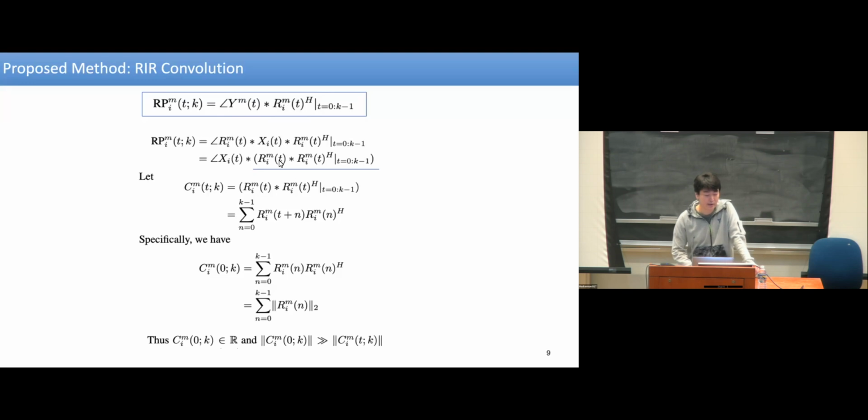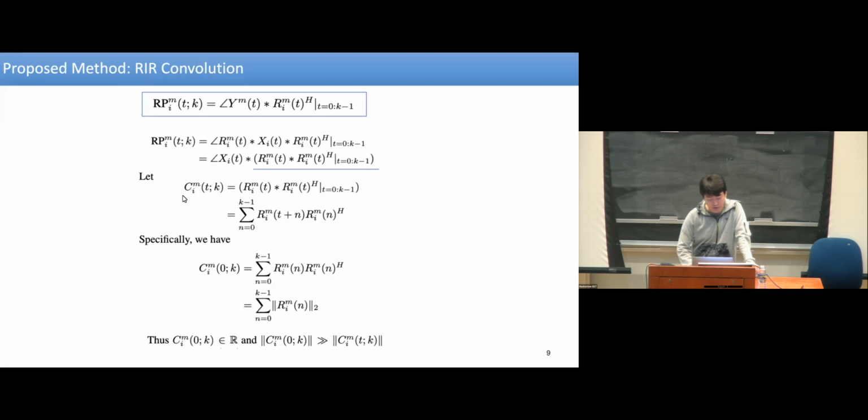Here, we play a small trick of changing the order of the convolution. We take the xi out and do the convolution for the room impulse responses first. To better look at this formula, we take this room impulse response convolution out and use a new term ci to denote their convolution. So ci becomes a new tensor. Oh, sorry, it should be a new sequence of length k.